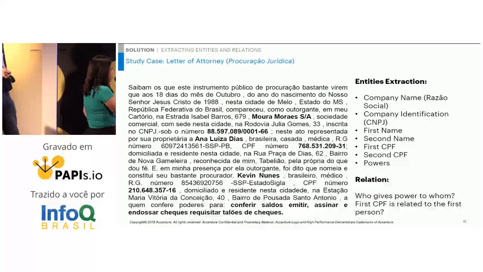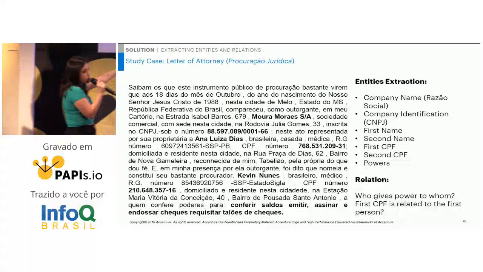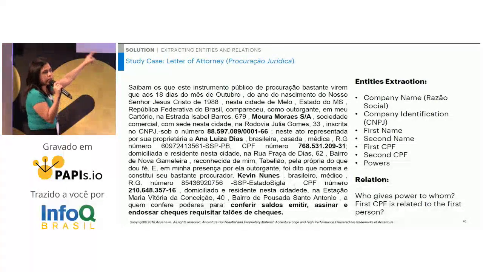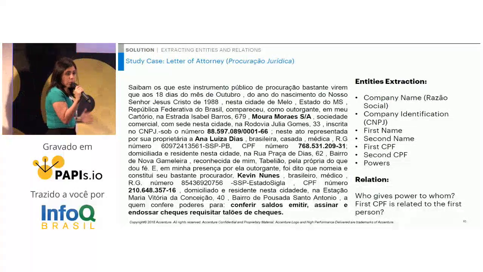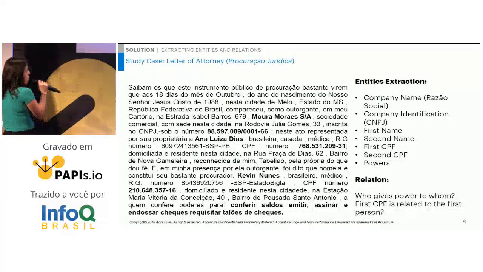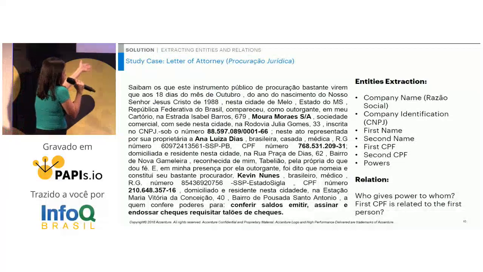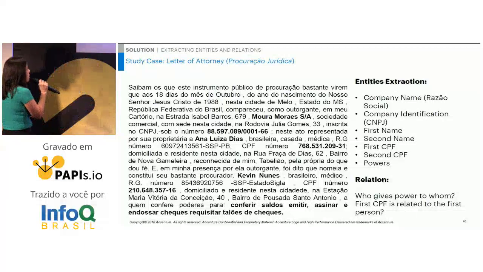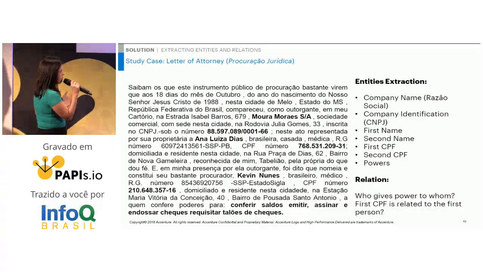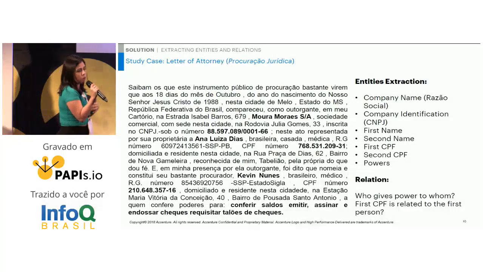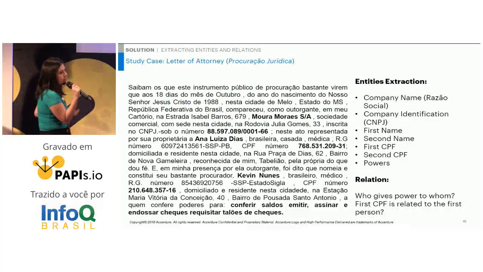So once we do the relation task with this convolutional neural network, we can identify who is giving power to another, or whether the first CPF is the first person or not. It's important because we don't want only to identify the people or numbers. We want to understand what the document is saying to us.